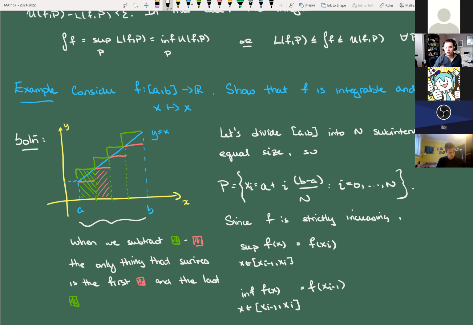Okay, so this is the whole idea: since f is strictly increasing, if I take a look at what my maximum is on an interval, it must be the right endpoint, and my minimum, or my infimum in this case, must be the left endpoint, right? Okay, great. So I have all the tools that I need to compute what the Darboux sums are.